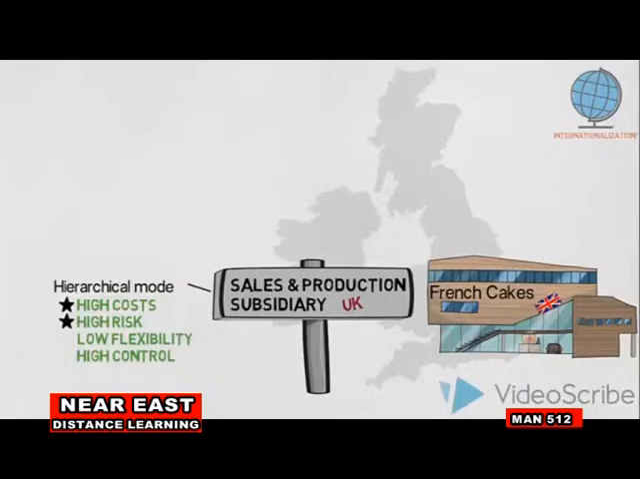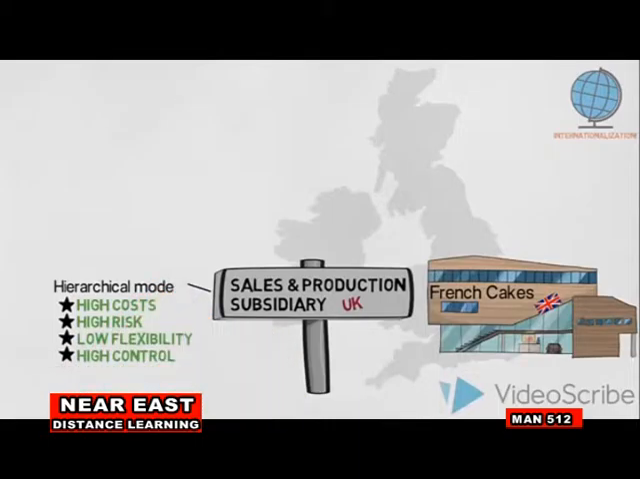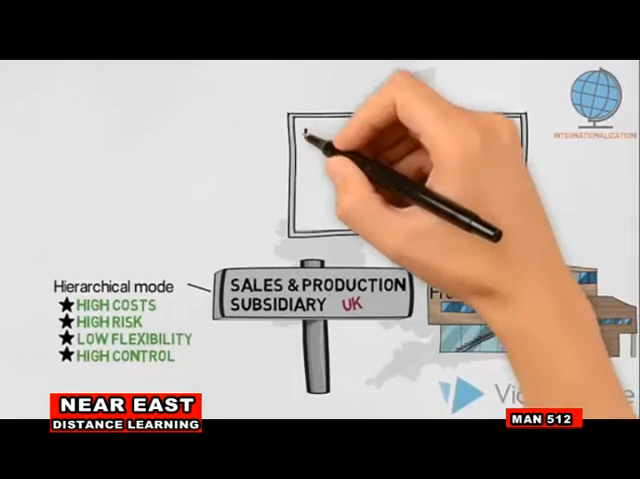High risk, as there is no guarantee that the initial large investment will pay off. A low level of flexibility, as the large investment will make it difficult to quickly pull the plug on the UK adventure should business not prove to be as successful as hoped. A high level of control, as French Cakes would hold on to complete ownership of all value chain activities, being in the position to make all decisions about target groups, distribution channels, and so forth.